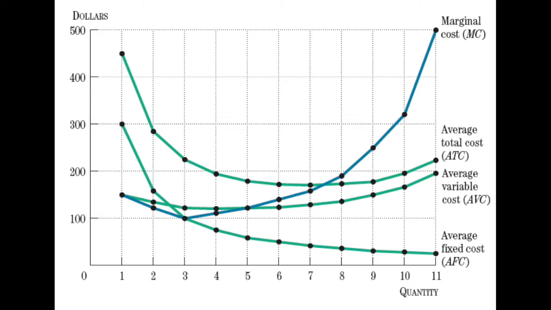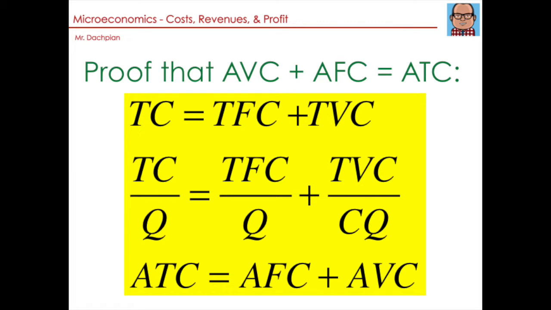2. The marginal cost curve intersects with the AVC at the minimum point of the AVC. 3. The marginal cost curve intersects with the ATC at the minimum point of the ATC. This observation is the result of two important rules. 1. When the marginal cost is less than the average total or variable cost, then the average total or variable cost is declining. When the marginal cost is greater than the average total or variable cost, then the average total or variable cost is rising.